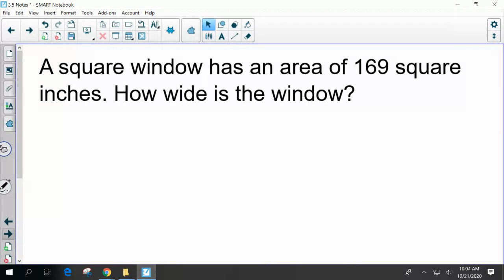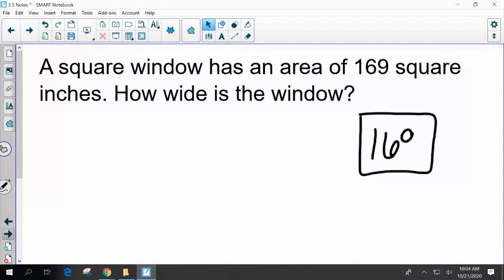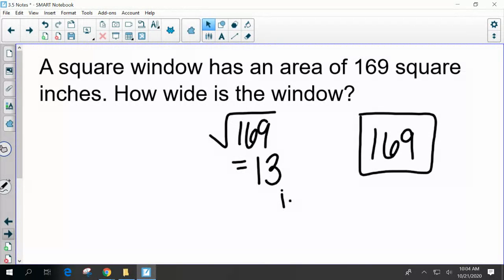Okay, a square window has an area of 169 square inches. How wide is the window? Okay, so square root of 169 is 13. So again, you would not include the negative because you can't have an area or a side of a window that would be negative. So you would not include the negative answer.